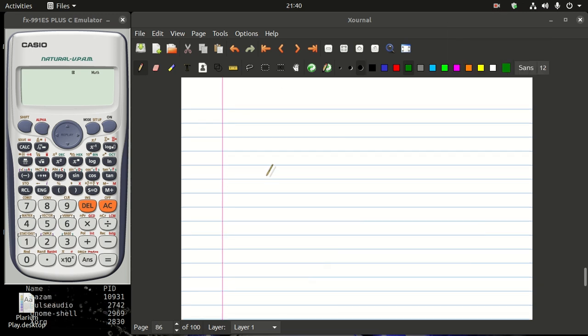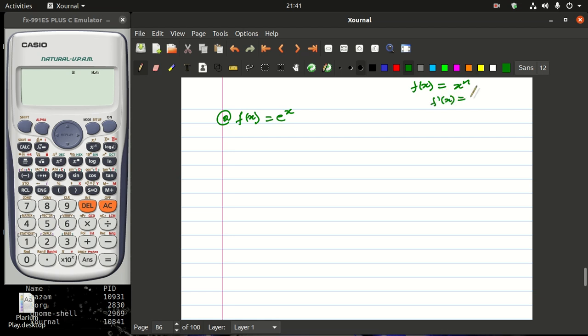So the first one is saying that we want to find the derivative of this function, f of x is equal to e to the x. Of course, we have dealt with the power functions, whereby we said a power function is a function of this type and its derivative is f prime of x, and then you bring this n down and then you multiply by x raised to n minus 1.